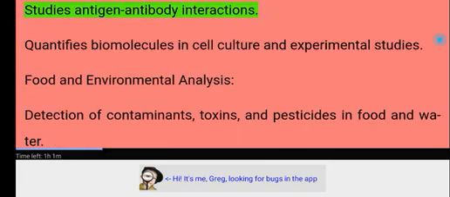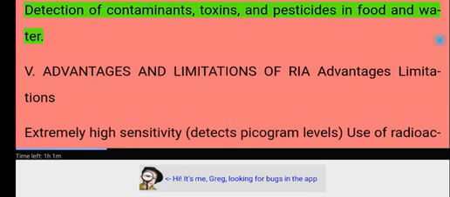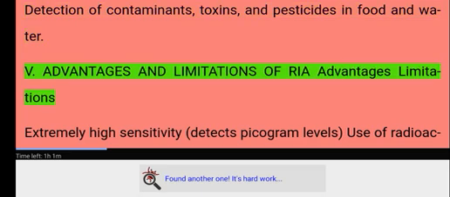Biomedical research: studies antigen-antibody interactions. Quantifies biomolecules in cell culture and experimental studies. Food and environmental analysis: detection of contaminants, toxins, and pesticides in food and water. The advantages and limitations of RIA. Advantages. Limitations.